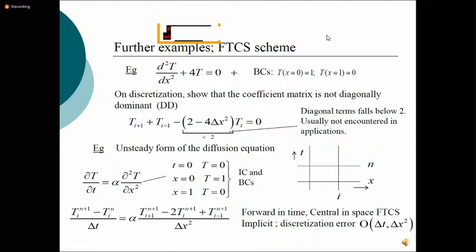Now let's look at a slightly more difficult example. It's the unsteady diffusion equation.